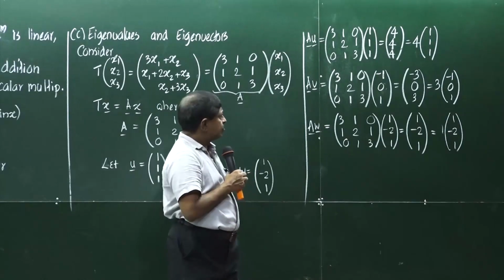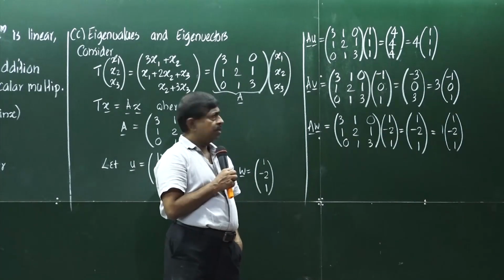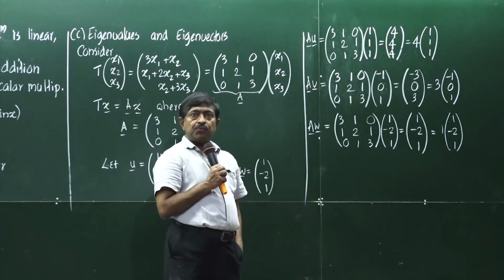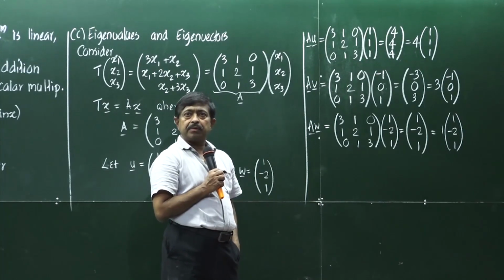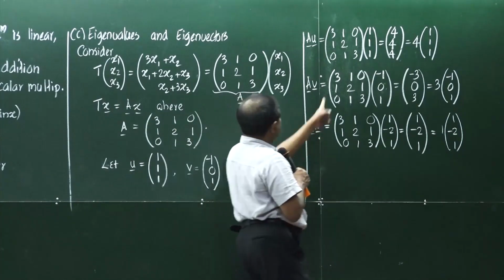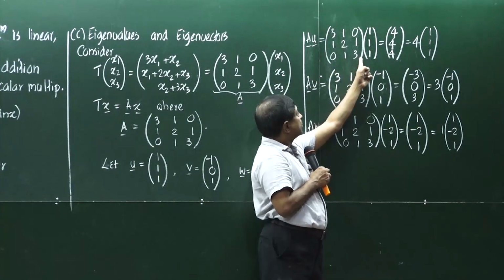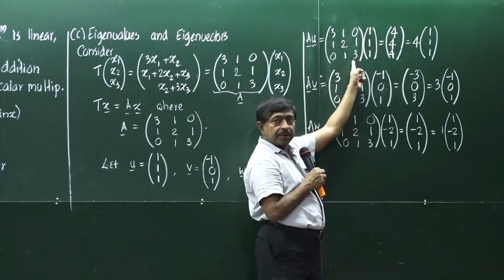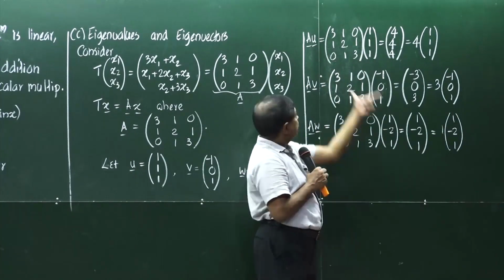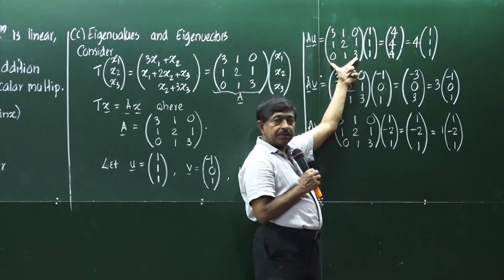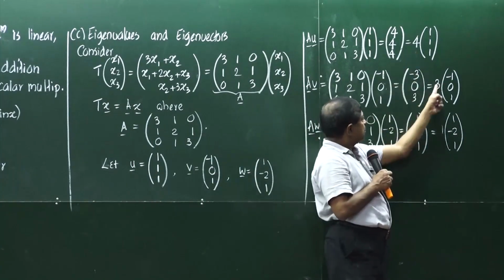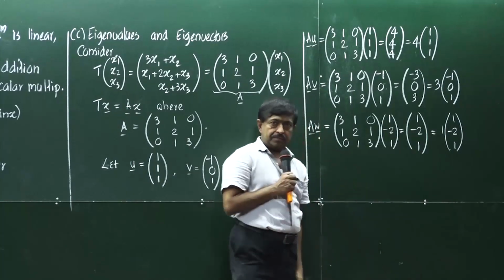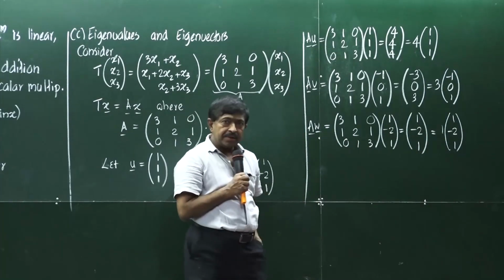Now, what are these numbers? What are the sum of those numbers? 4, 3 and 1. What is the sum? 4 plus 3 plus 1, 8. What is the sum of these diagonal elements? 3 plus 2 plus 3, 8. What is the determinant? This determinant. It is in fact 12. If you multiply these three numbers, you get 12. So there are some connections like that.